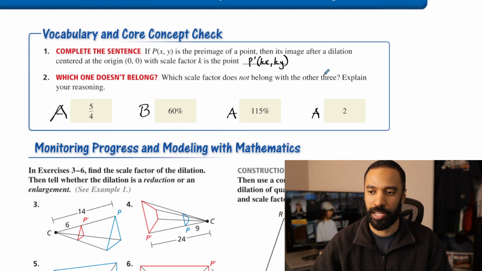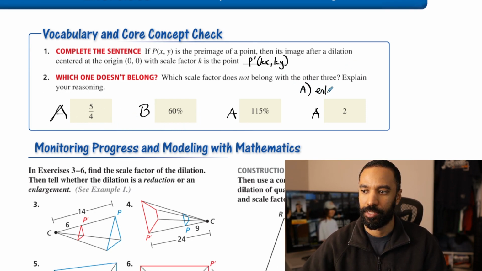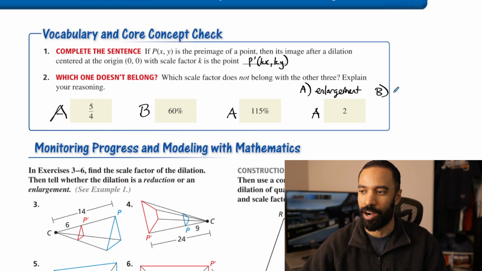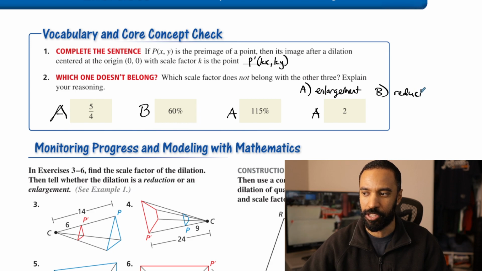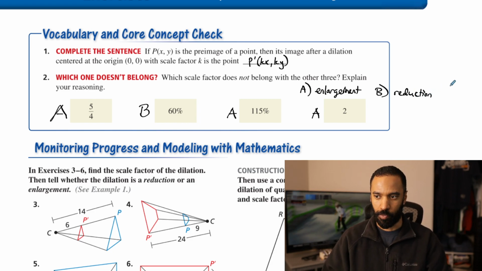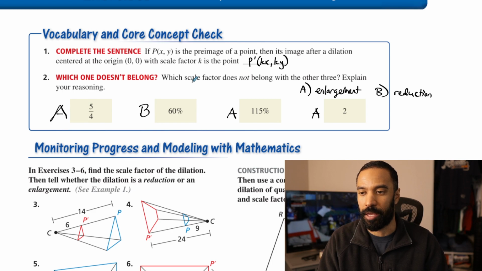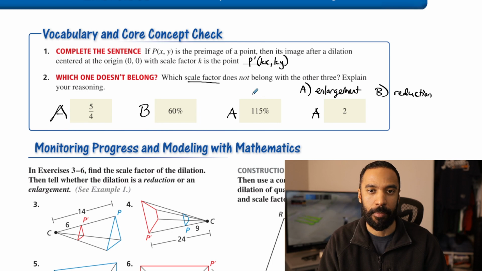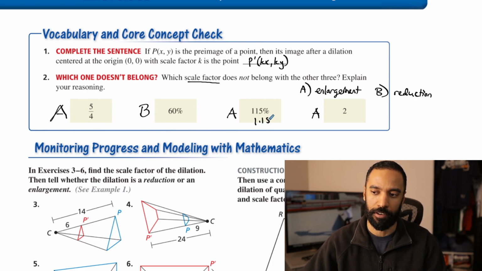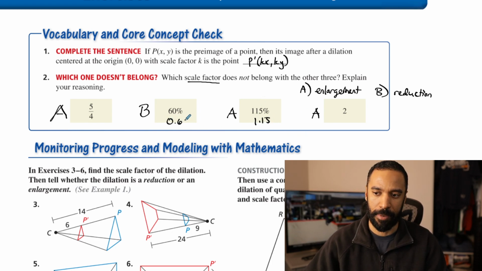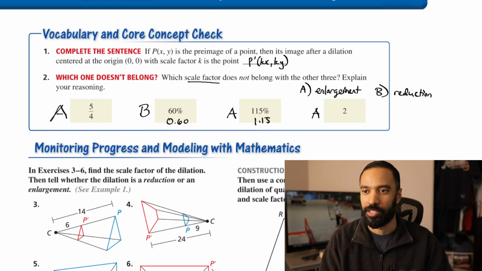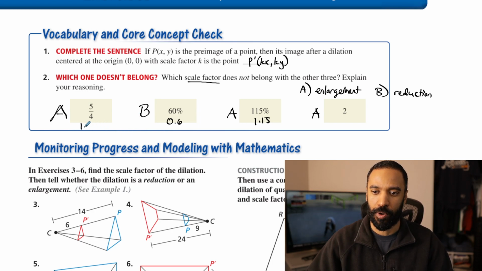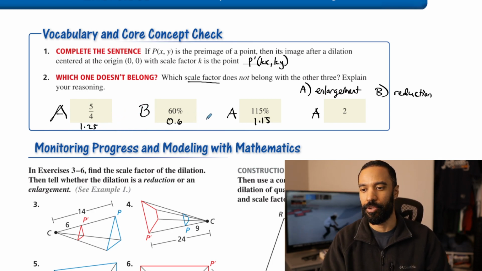It says explain your reasoning. A is enlargements. And by the way, I often don't explain these, at least like this, so sorry if I forget to when they say explain. B is a reduction. Less than 1 versus greater than 1. That's what you're multiplying by for scale factor purposes. Now, 115% doesn't mean multiply by 115. It means multiply by 1.15. And 60% means multiply by 0.60. That's the difference. 5/4, by the way, would be 1.25, and you can see the comparison.